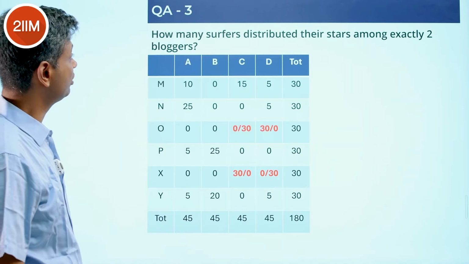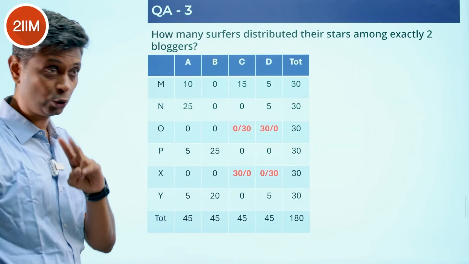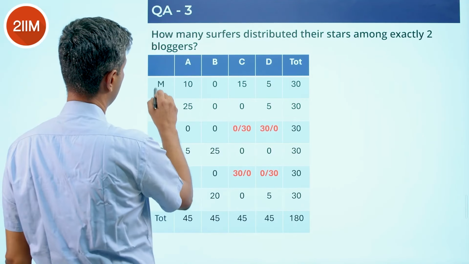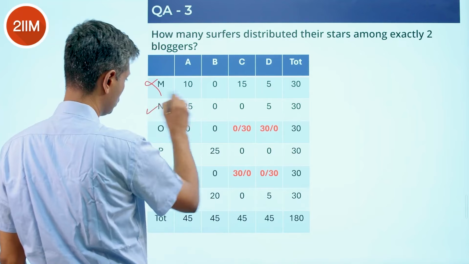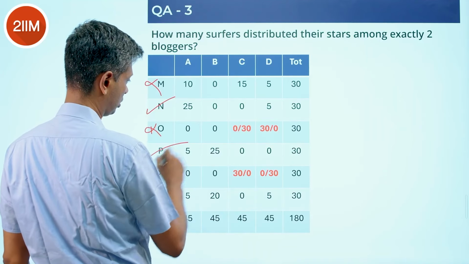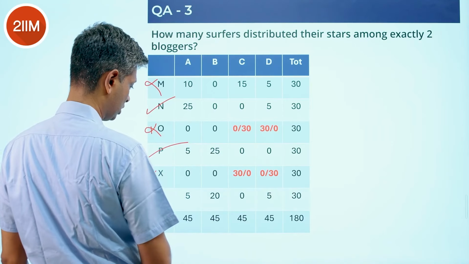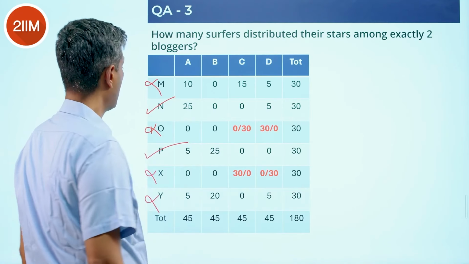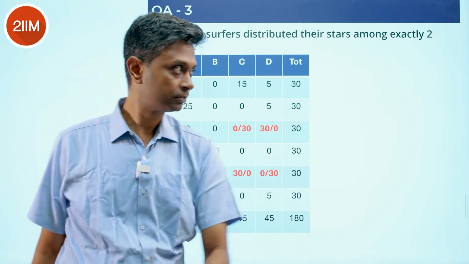How many surfers distributed their stars among exactly 2 bloggers? M is for 3. N is for 2. O is only 1. P 2. X is only 1. Y is 3. N and P, 2 bloggers.